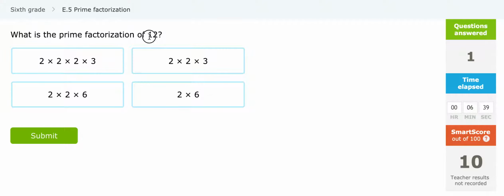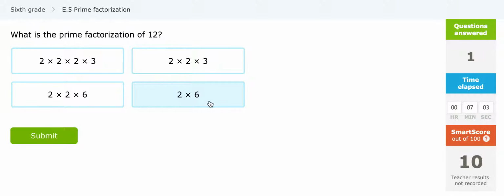So we have to break 12 into factors that are prime. And again, they have to multiply together to equal 12. So in the first case, it's 2 times 2 times 2, which is 8, times 3, which is 24. That's too big. It's not going to work. In this case, this is 2 times 2 times 6. That's going to also equal 24, so that's not going to work either.